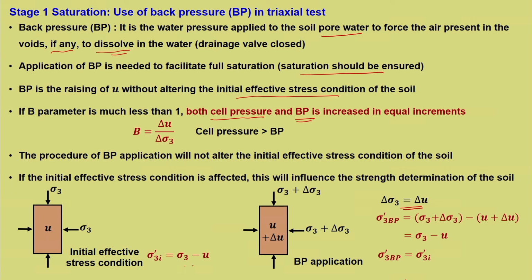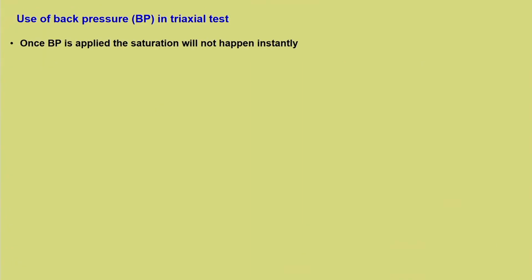You can see that the sigma 3 minus U and the sigma 3 minus U, and hence there is no alteration in the initial effective stress condition. So, sigma 3 dash back pressure is equal to sigma 3 dash I. So, uses of back pressure: once the back pressure is applied, the saturation will not happen instantly.